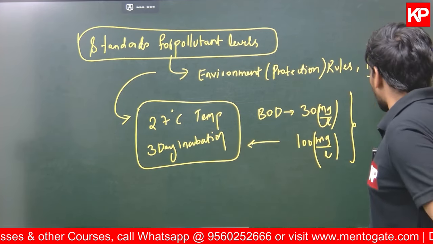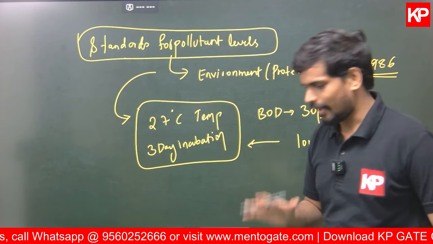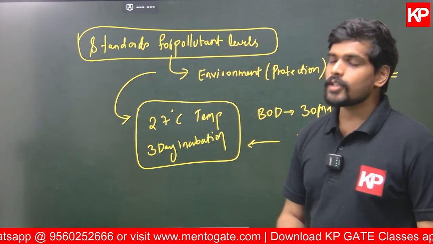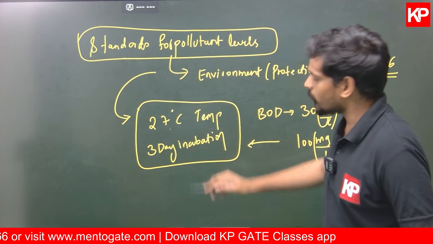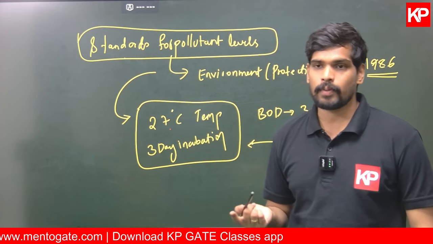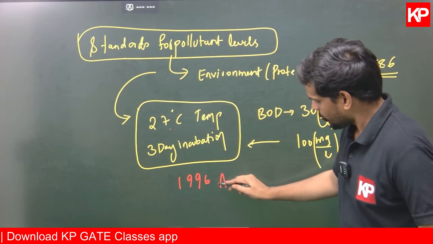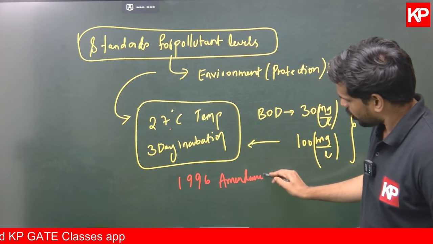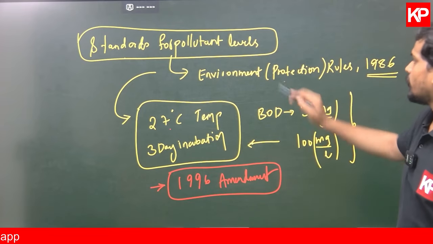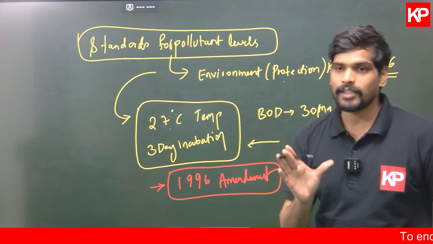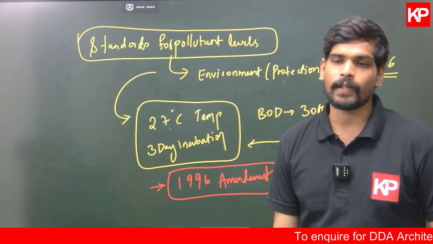However, even in the Environment Protection Rules 1986, this is just an interesting additional point for your self understanding. You can remember, in the original Environment Protection Rules of 1986, the standard temperature and incubation period was 20 degrees centigrade and 5-day incubation period itself. They changed it under the 1996 amendment. They made a change in 1996. A new set of Environment Protection Rules with minor changes were done. Under those changes, they changed the temperature and incubation period to 27 and 3 respectively.